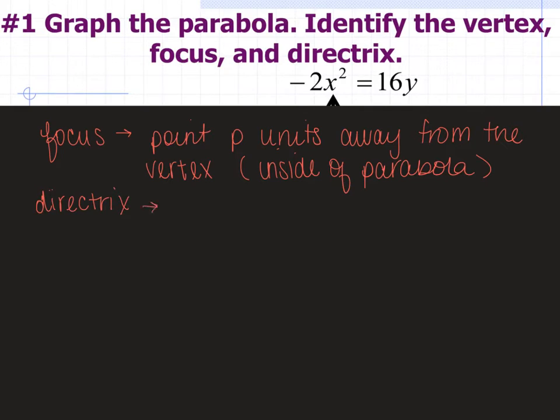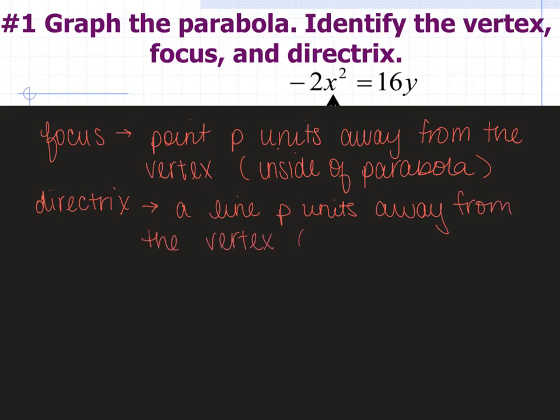So our directrix is actually a line, p units away. You probably have the good idea here. It's going to be away from the vertex, and that's essentially on the outside of the parabola. So these are important figures. They're not just making you draw an extra point and a line for any sort of reason.